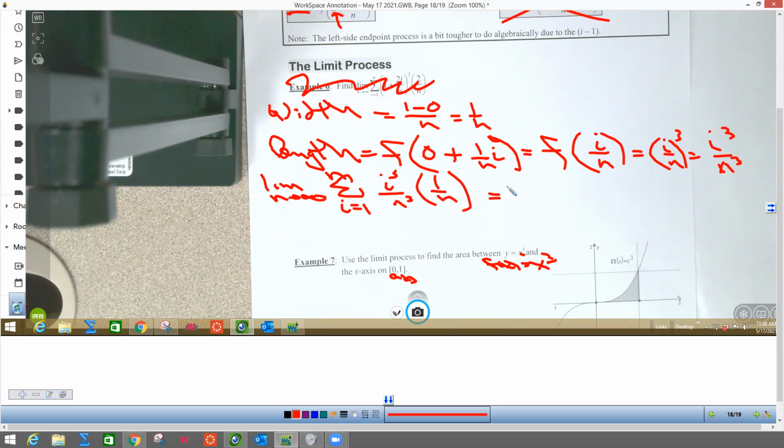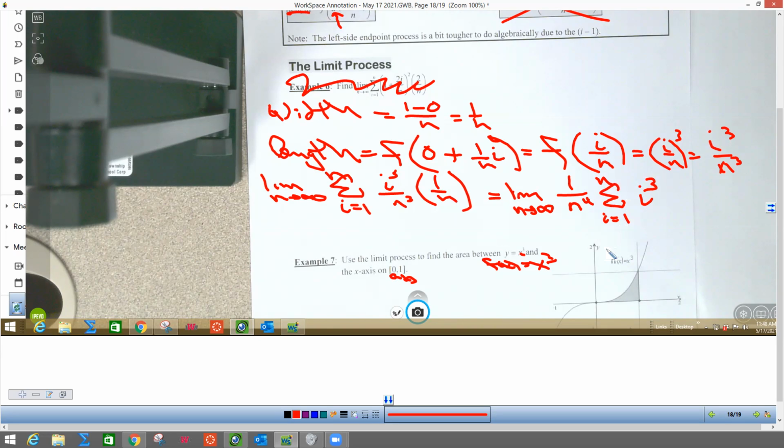So this is going to equal the limit. I can't put it in front of the limit because there are n's in it. I'm going to put that 1 over n out front with this n cubed. So this is going to be 1 over n to the 4th. And then I got my sigma notation of i equals 1 to n of i cubed.